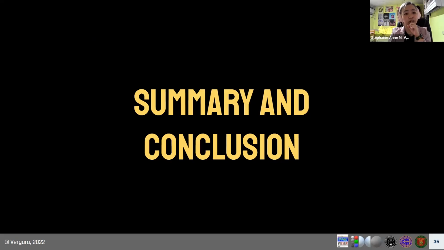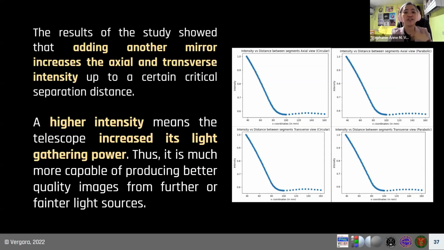So for the summary and conclusion, the results of the study showed that adding another mirror increases the axial and the transverse intensities up to a certain critical separation distance. Moreover, a higher intensity means the telescope is more capable of gathering light. Thus, it is much more capable of producing better quality images from further or fainter light sources.